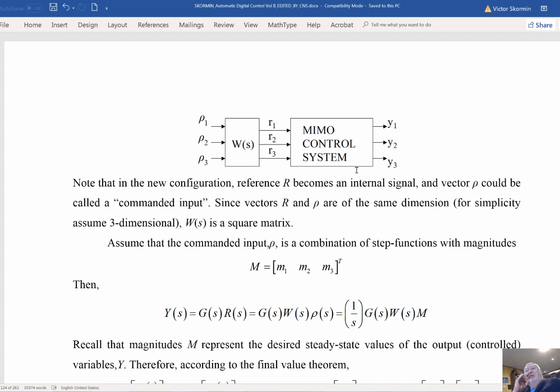Now, I have to tell you that our approach effectively is an open loop approach. Yes, inside there are loops, but as far as our addition to the system, it's an open loop system. So, effectively, steady-state decoupling design is an open loop approach.